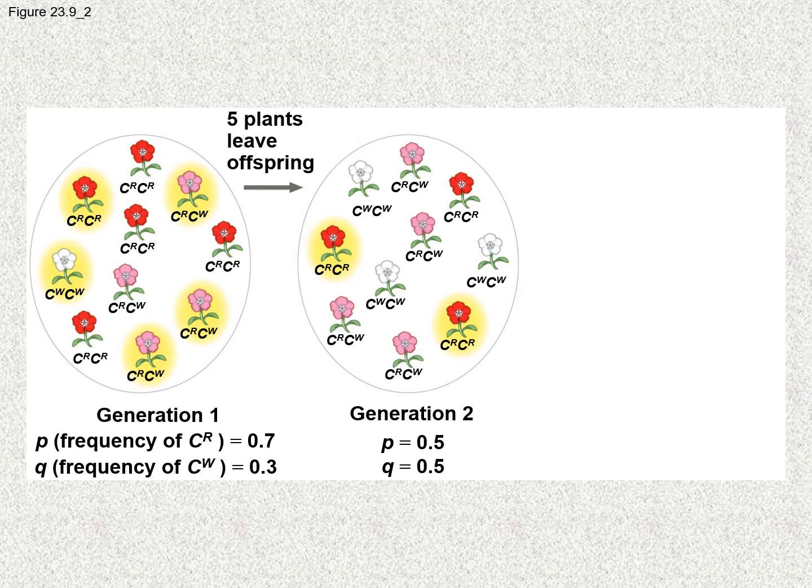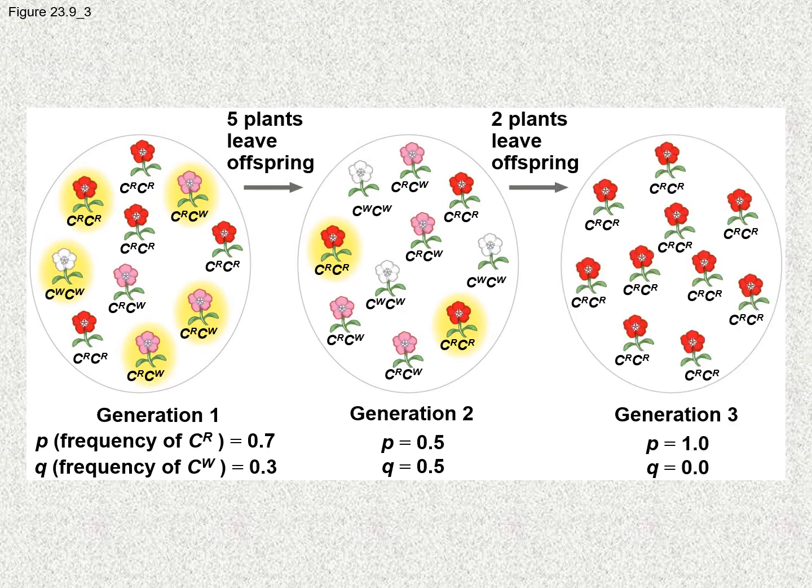Okay, so let's say only these 2 red ones reproduce in the third generation. Now we're only going to have red individuals. So what happens is the frequency of the dominant allele is 1, and then of course there's none of the other one, and we've lost that allele. So when the frequency of a dominant allele is 1, so if everyone has it, it's said to be fixed. Okay, so that allele is fixed in this population.